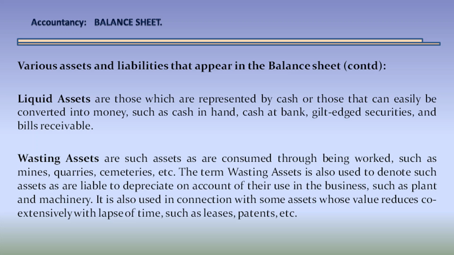Wasting assets are such assets as are consumed through being worked, such as mines, quarries, cemeteries, etc. The term wasting assets is also used to denote such assets as are liable to depreciate on account of their use in the business, such as plant and machinery. It is also used in connection with some assets whose value reduces coextensively with lapse of time, such as lease, patents, etc.